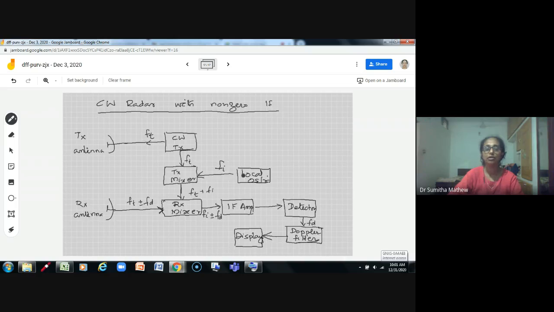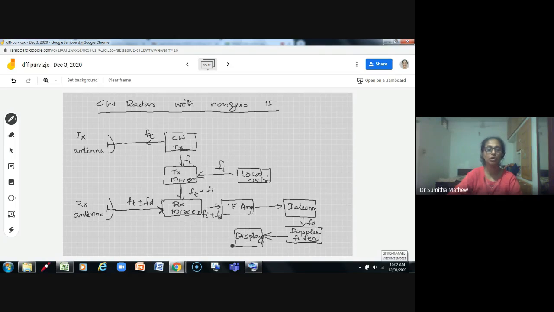Then the local oscillator gives us the intermediate frequency, from which Ft plus Fi is given as reference to the receiver mixer. Then it is mixed with the incoming signal, and Fi plus or minus Fd is taken. It is the intermediate frequency shifted by Fd, amplified, then demodulated to remove the carrier, and Fd alone is extracted by means of the Doppler filter. Unwanted noise is removed here by the Doppler filter, and it is given to the display.